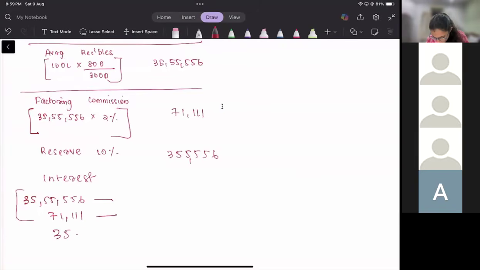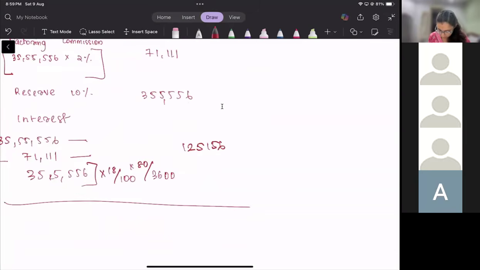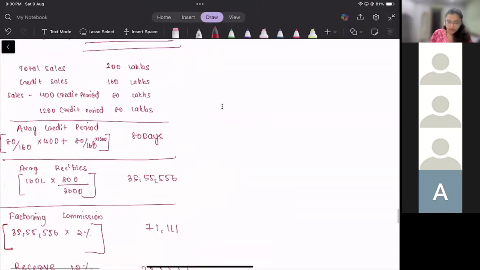Also, he is keeping a reserve. So this is also to be reduced. The interest rate given in the question multiplied by our credit period, you will get it as 1,25,156. Clear? You actually took your total sales, you found out your credit sales, and we have to find out our average credit period.